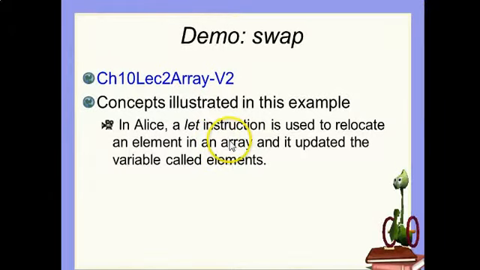Okay. So what did you learn from this one? You saw the let instruction, and that comes with the code, the object and the array visualization. It comes with those, and those are methods that are built in, and it is used to relocate an element in an array, and then it updated the variable called elements. Oh, we forgot to look at that. Let's go back and look at that.